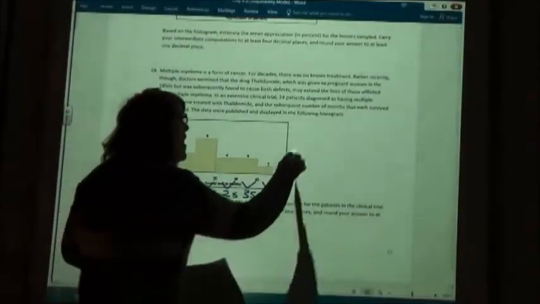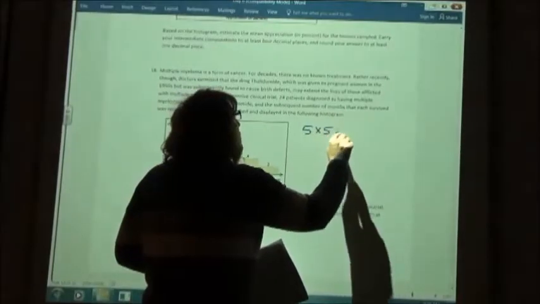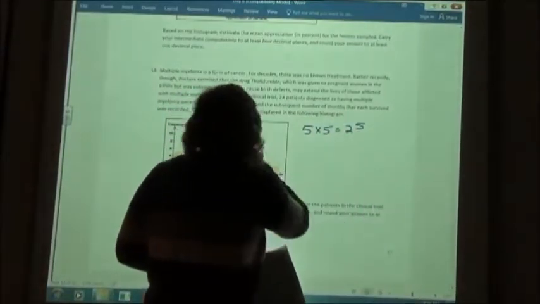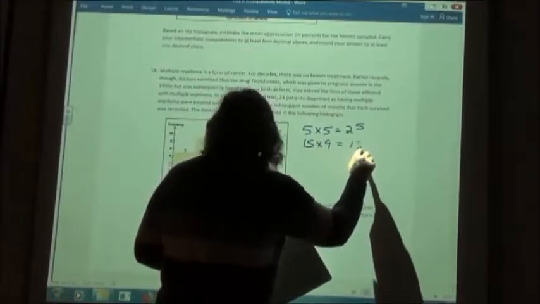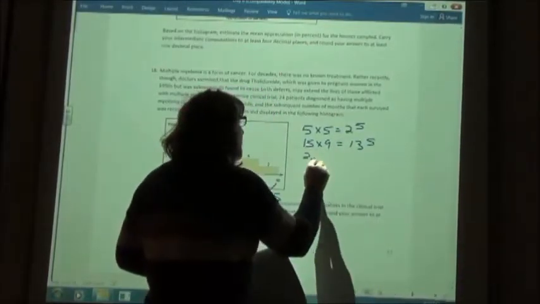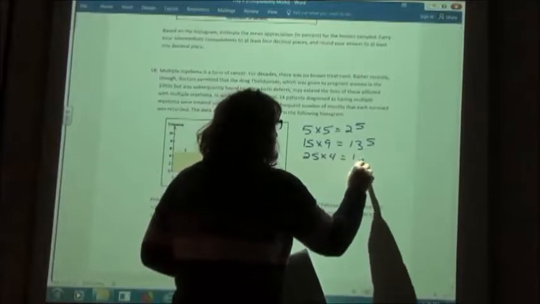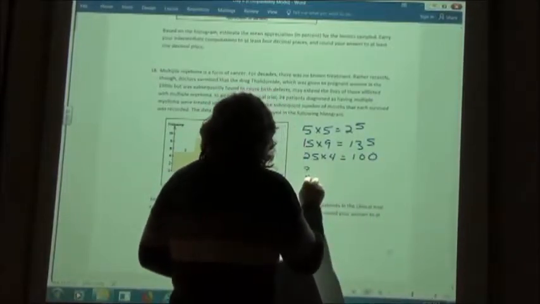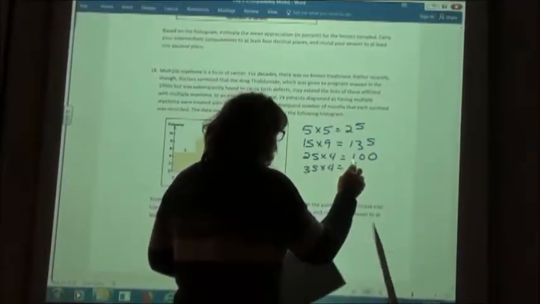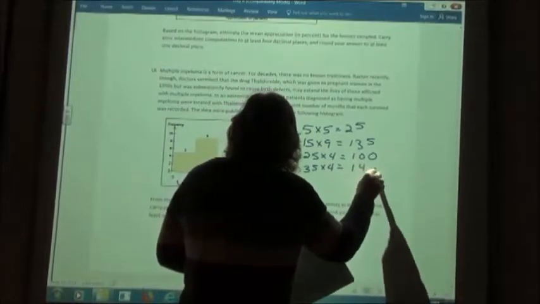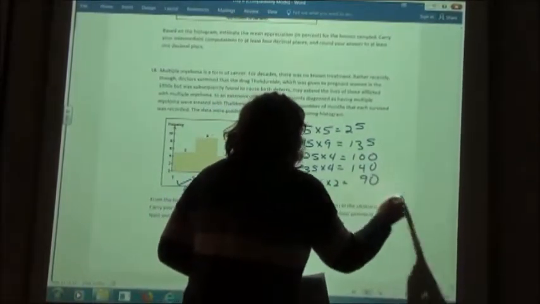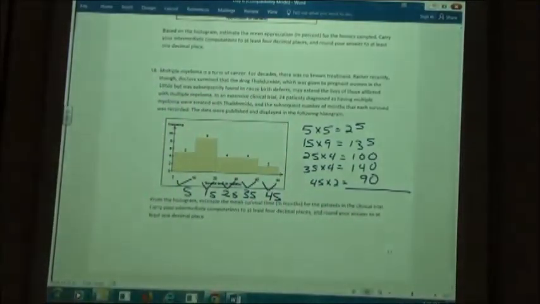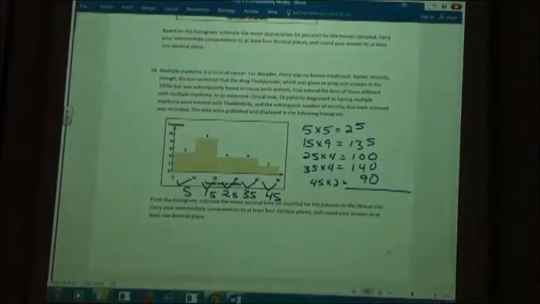So 5 times 5 is 25. Then we're going to do 15 times 9, 135. And then we're going to do 25 times 4, 100. And 35 times 4, 140. And then last we have 45 times 2, 90. Then we're going to add all those numbers up.